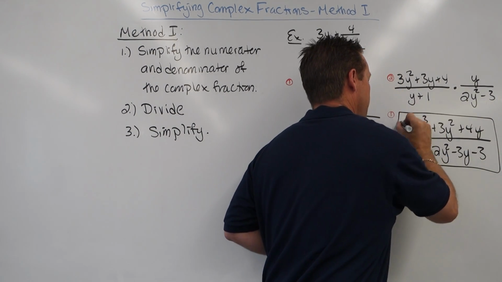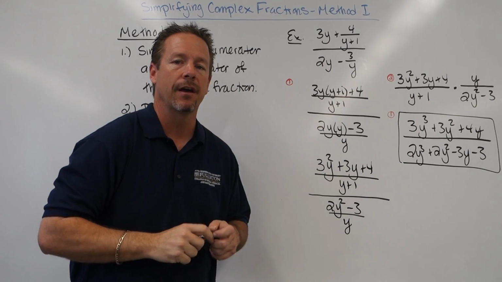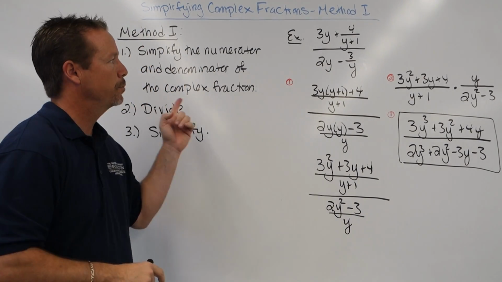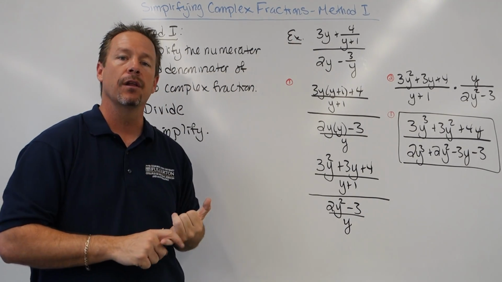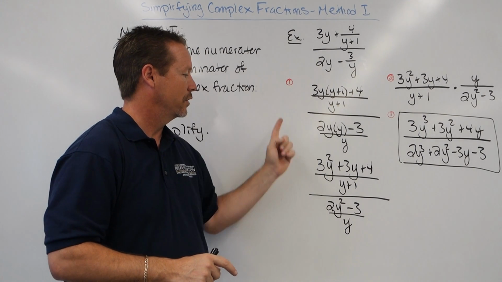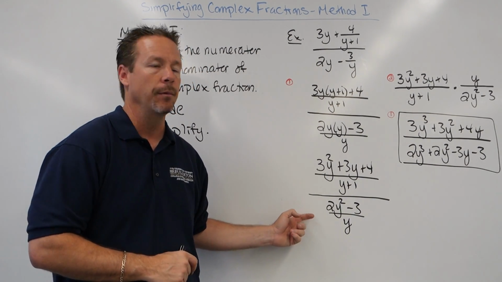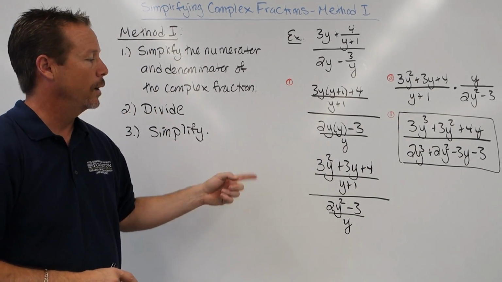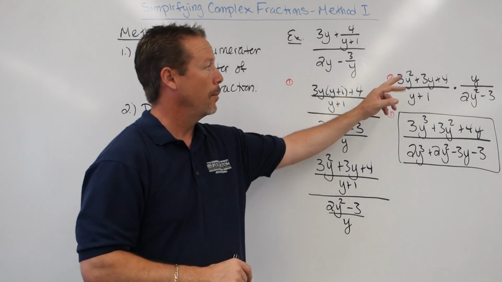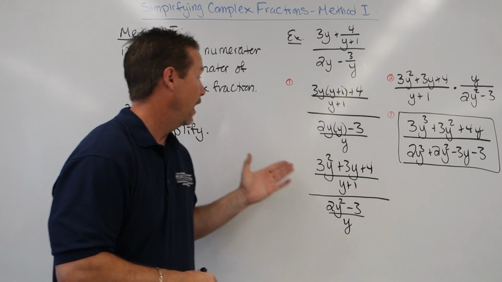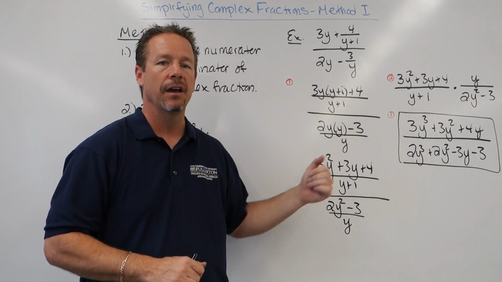So to recap, method number 1 in simplifying complex fractions: we simplify the numerator and the denominator of the complex fraction, giving us a single rational expression in the numerator and a single rational expression in the denominator. Step 2, we actually do the division by multiplying by the reciprocal. And step 3, we simplify if possible.